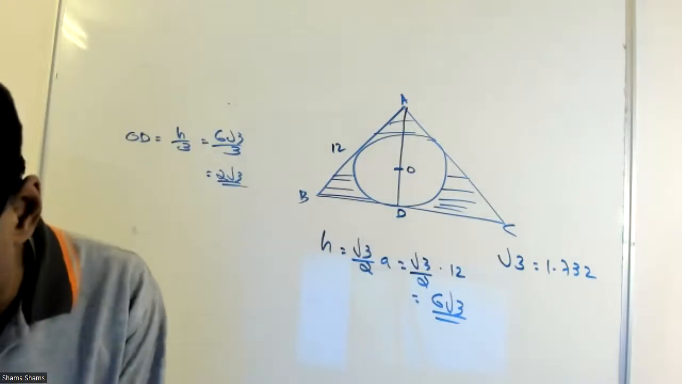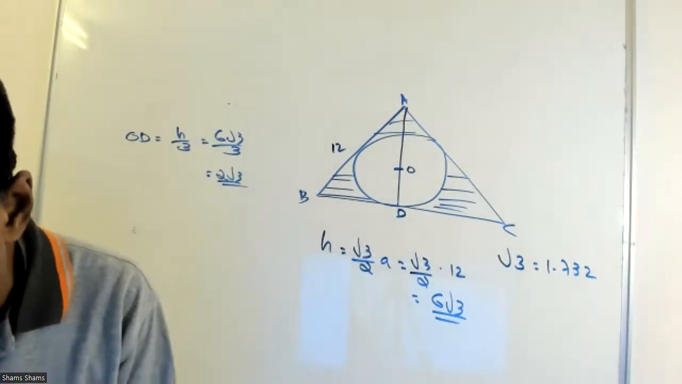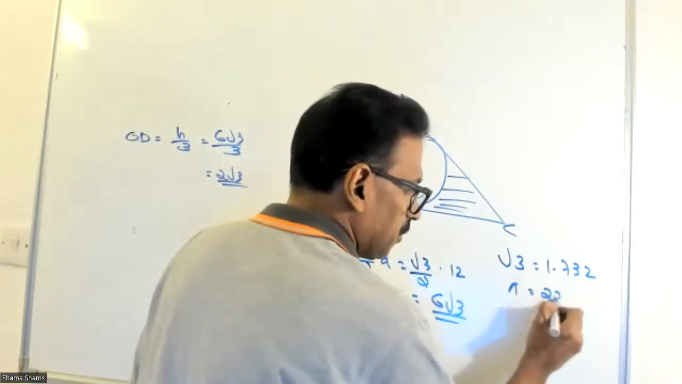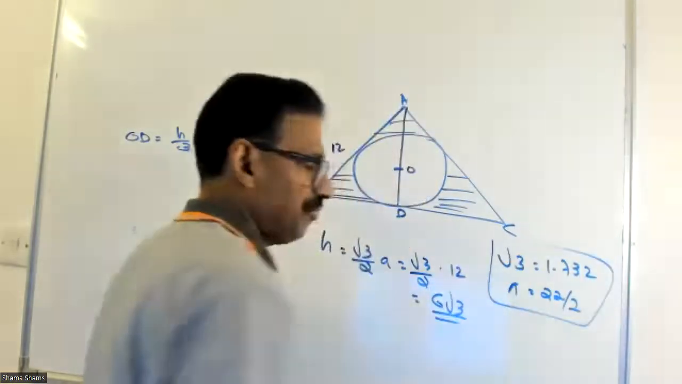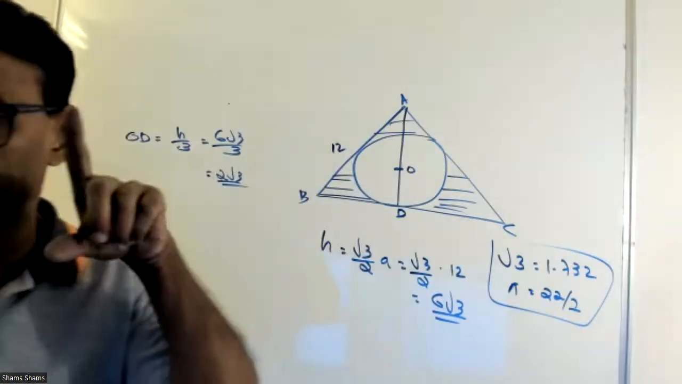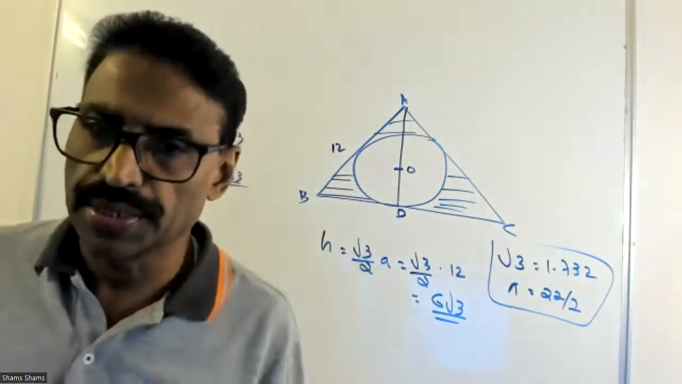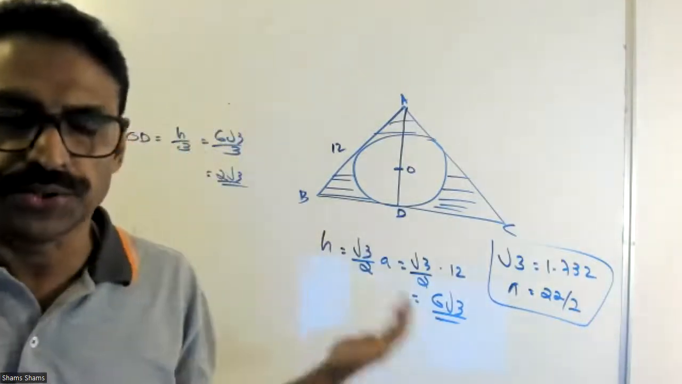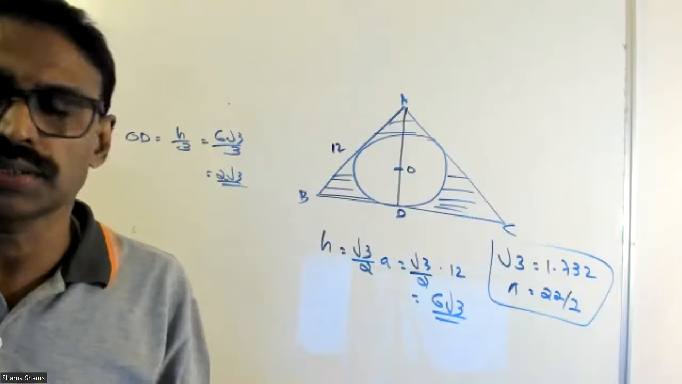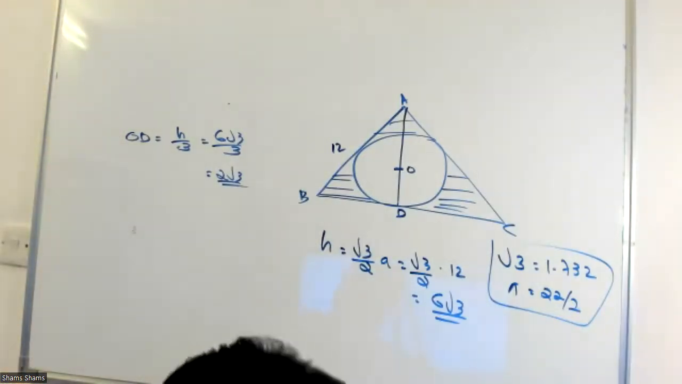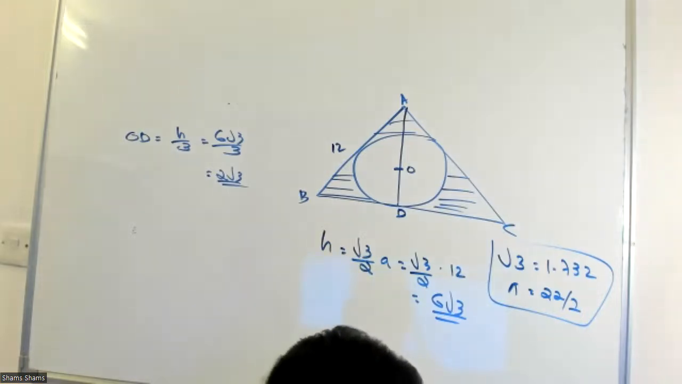Pi value is not given. Yes, pi value not given. So you can apply 22 by 7. Okay. So pi equal to 22 by 7. Now, draw a figure, first find H, then find OD, then find the area of the triangle, root 3 by 4 A square, A is 12, root 3 is 1.732. Then find area of the circle, pi is 22 by 7, that is already there. Do it first and get the answer. Everyone confirm the answer, okay? Steps clear or not? Yes, sir, clear.